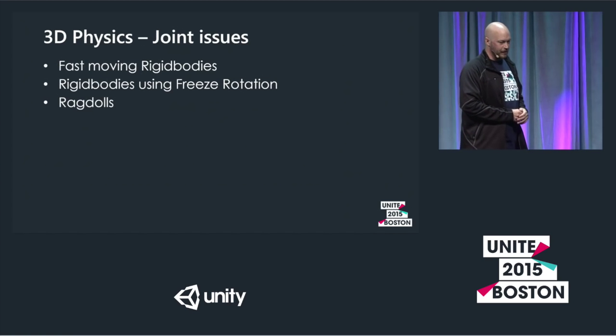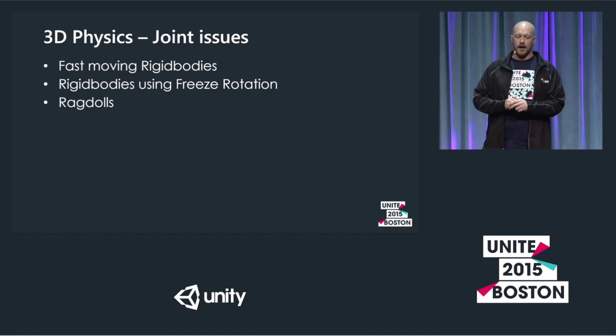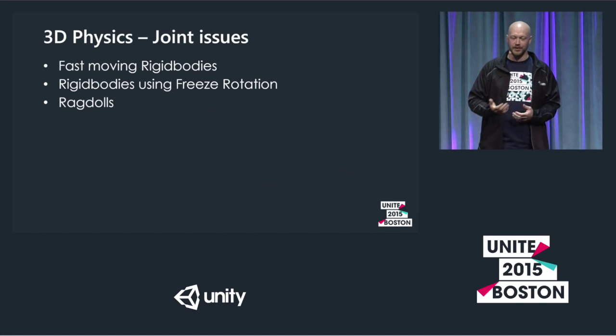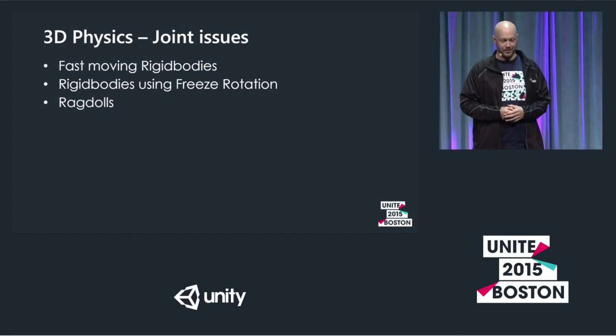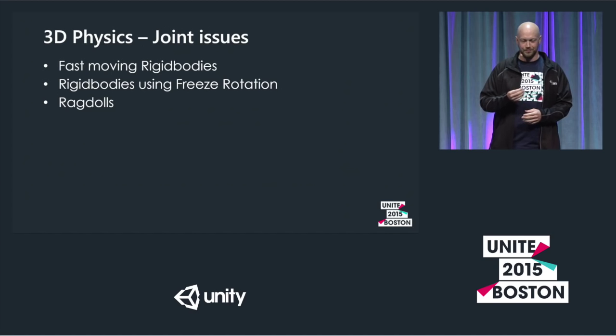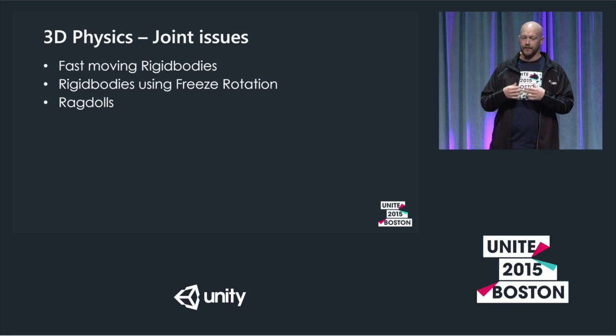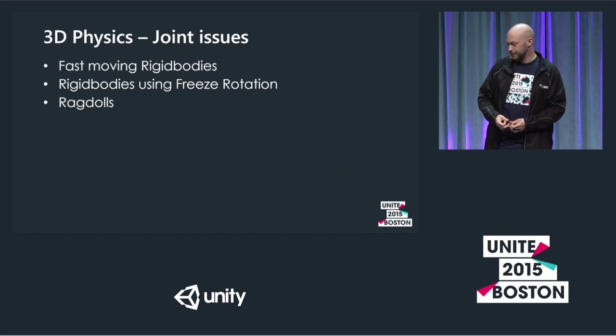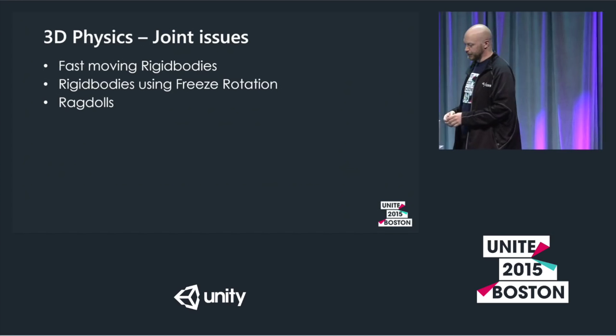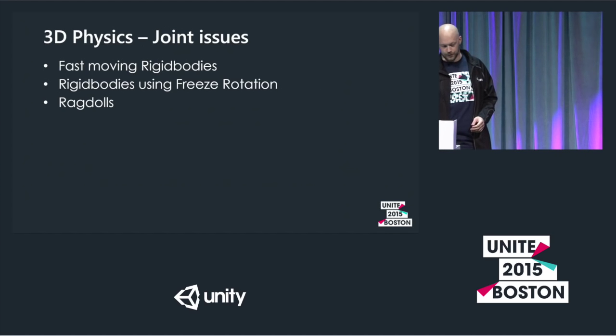Okay, joints. Joints and fast-moving rigid bodies. So these are common issues. It's not actually your joints. Some people have issues with a rigid body using the freeze rotation functionality, and some people have issues with ragdolls and different kinds of issues. And I'm going to go through all of these categories.